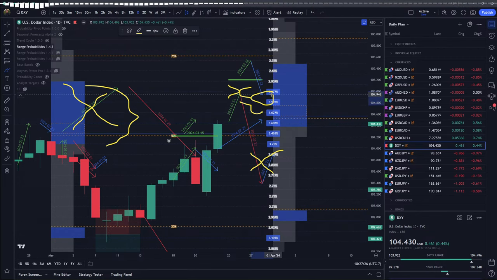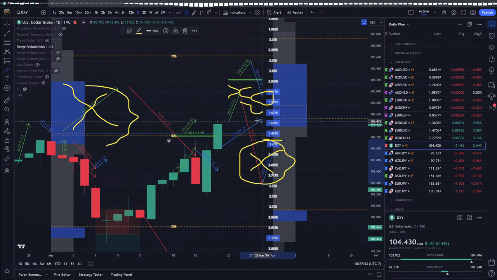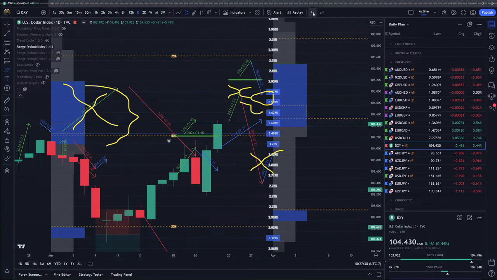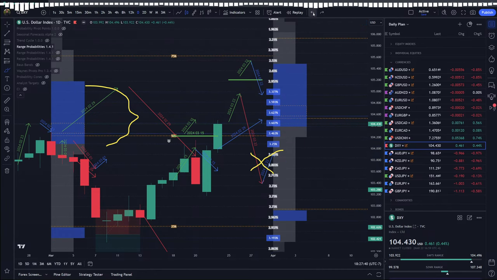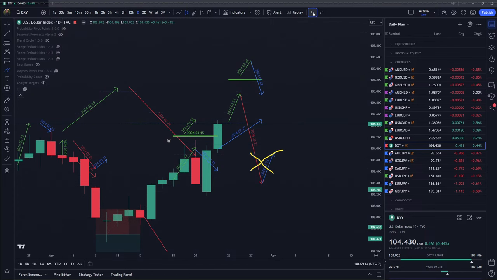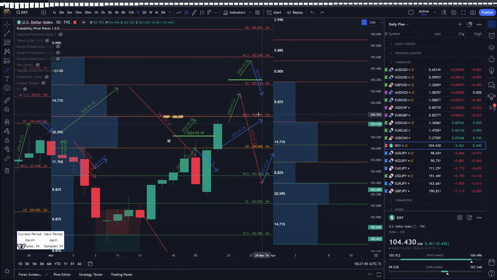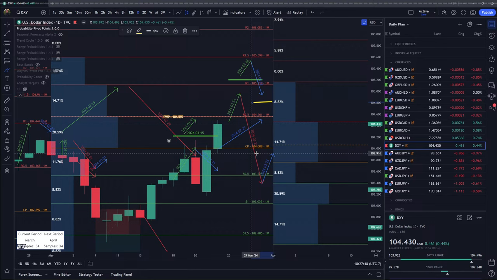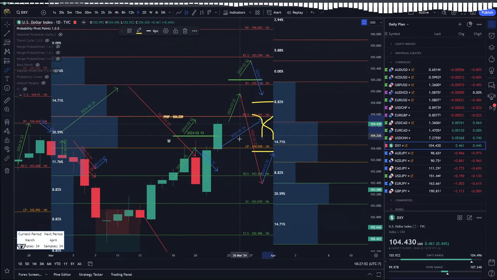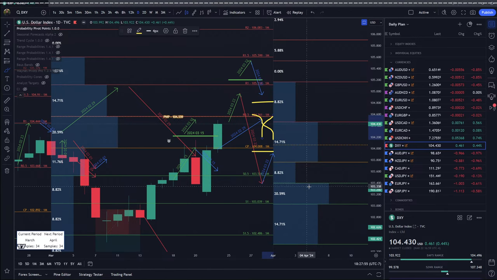In this scenario where you don't reach this spot here, you reach some close that's in between these two areas. And that right now seems more likely to me. Oh, there we go. The close next week is somewhere here. That seems more reasonable to me. So I hope that makes sense.